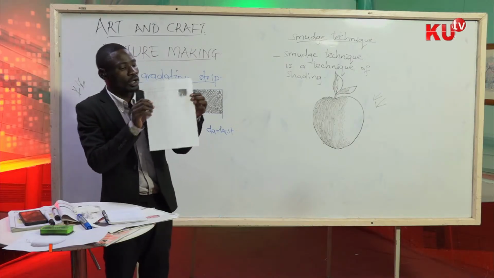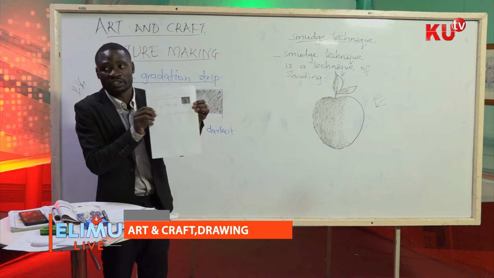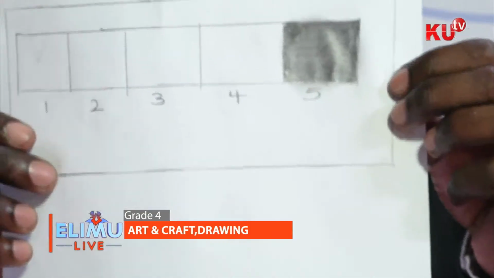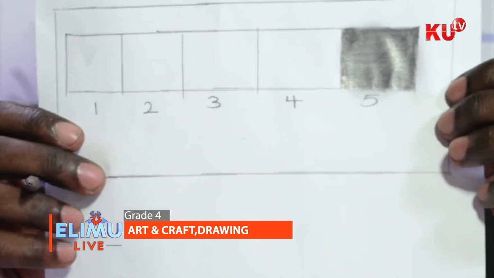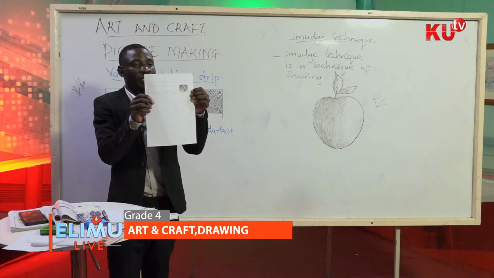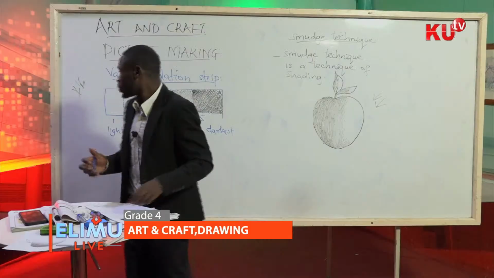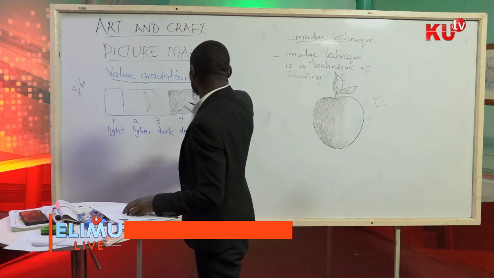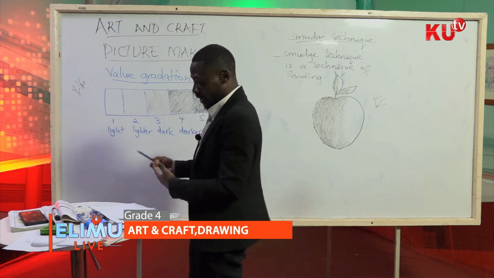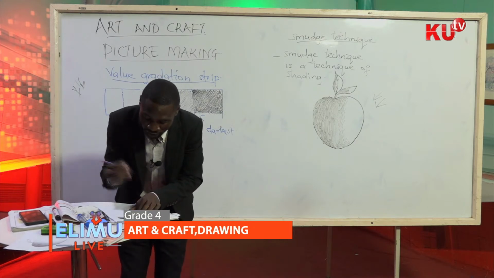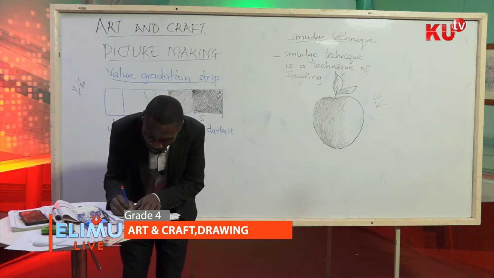So as we can see, it is dark. I want us to move to the next box. The next box is going to appear a bit lighter compared to the fifth one. So we'll hold our pencils again, but we won't press as hard as we did on the first one.